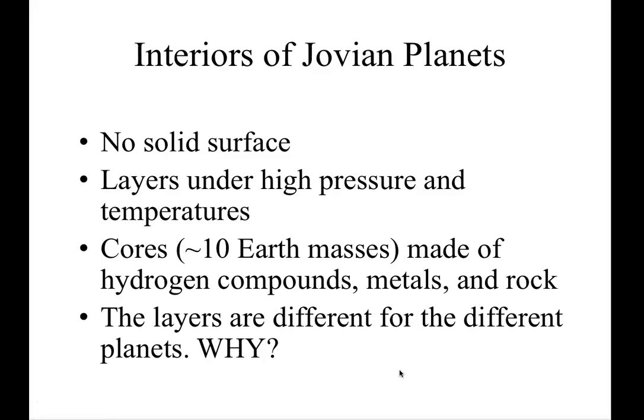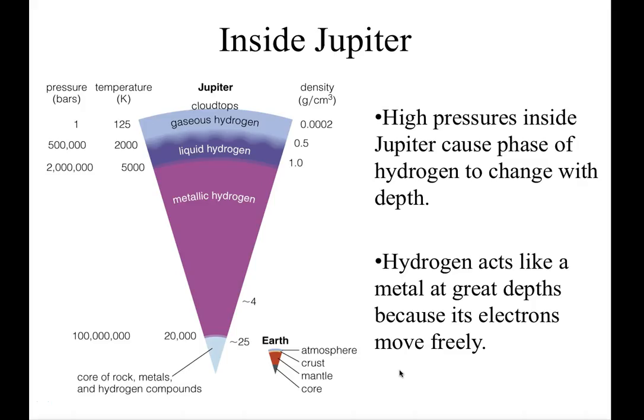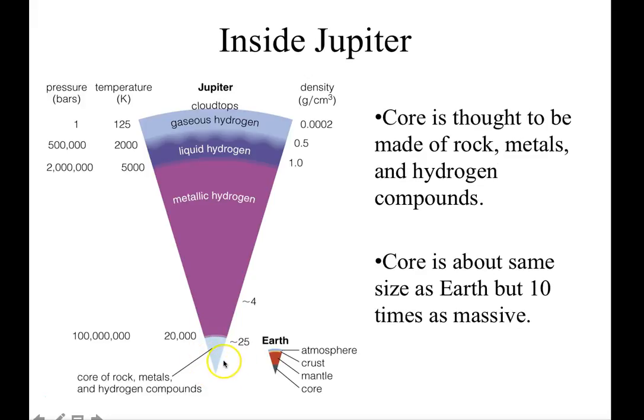Right, now the interiors of the Jovian planets, we basically think that they were created the same way as the terrestrial planets. We're going to have planetary differentiation at some level. We're going to have very dense materials in the center, and it's going to become lighter as we get further away. And indeed, that's what happens. In the core, we have rocks and metals and hydrogen compounds. But from here on out, and notice that this is about the size of the Earth, but it's much more dense. As it says, it's 10 times more dense.